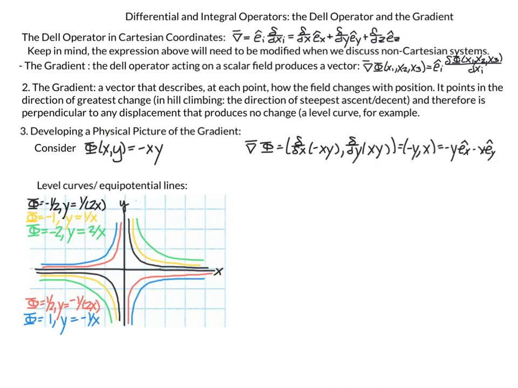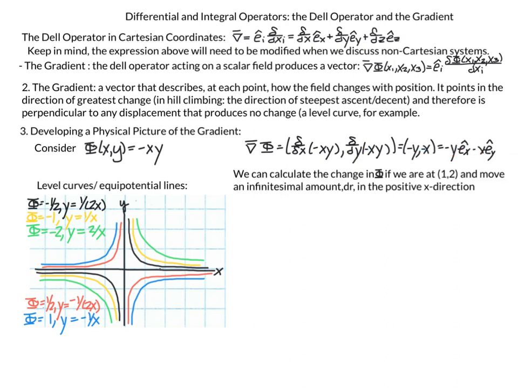Now that I have phi, I can look at taking the gradient, and that's d dx of my function, d dy of my function. The partial derivative with respect to x will give me -y, and the partial derivative with respect to y, I need a negative in here, will give me a -x. So that's -y in the x direction and -x in the y direction.